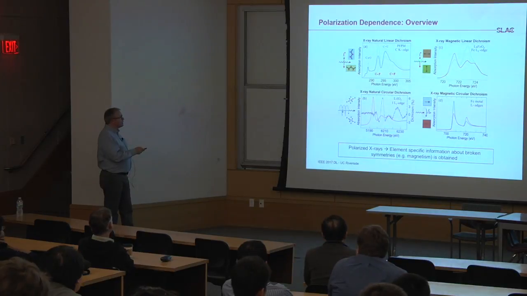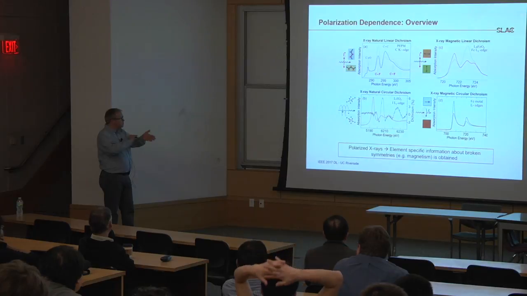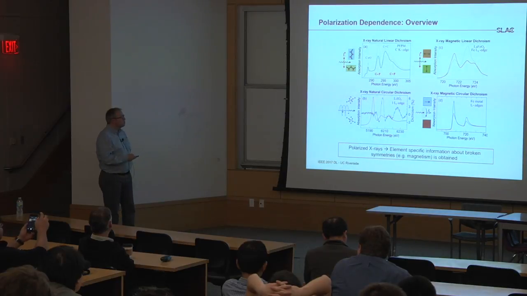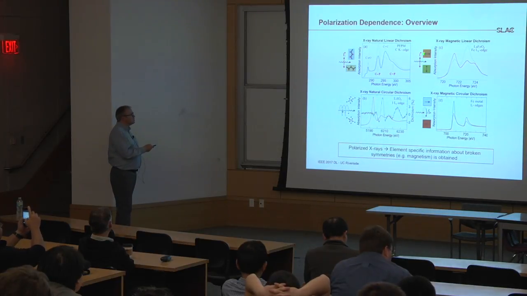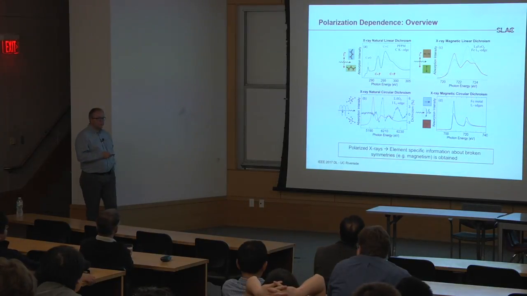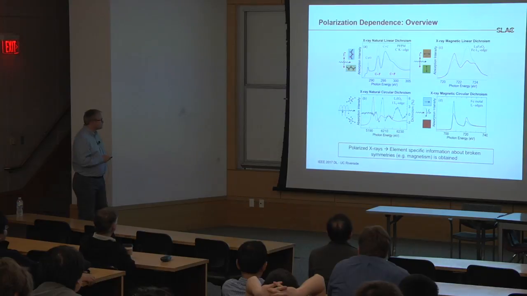So in an antiferromagnet, I don't have the spin imbalance between up and down, but I have a spin axis along one direction or the other direction. Now, if I use linear polarization, I will see a different absorption spectrum, whether my linear polarization is perpendicular or parallel to my antiferromagnetic spin axis.